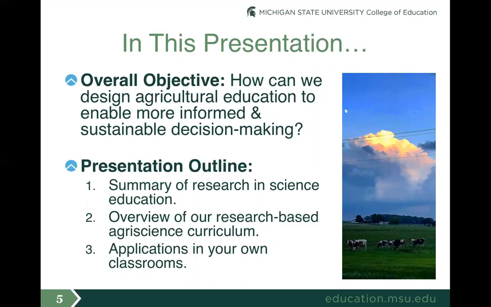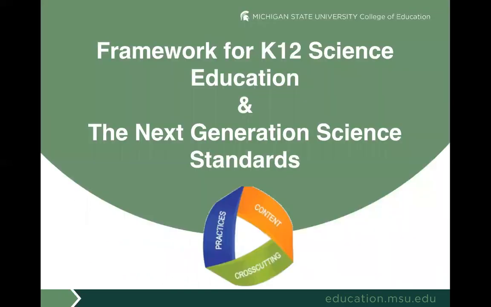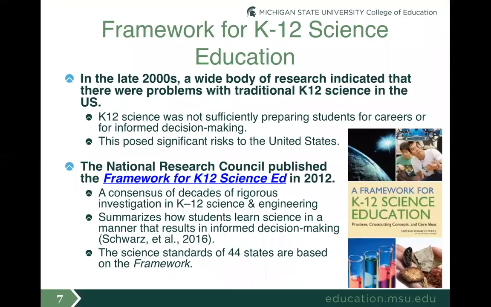To begin, we'll summarize the research that's contained within the framework for K-12 science education and the next generation science standards, as this is the basis for our work. In the late 2000s, there was a wide body of research that suggested that there were a lot of problems with traditional K-12 science education in the United States, mostly in that it was not sufficiently preparing students for their careers or for informed decision-making. This posed significant risks to the United States, both in terms of our economic standing and our national security.